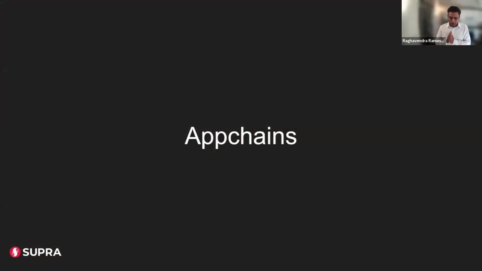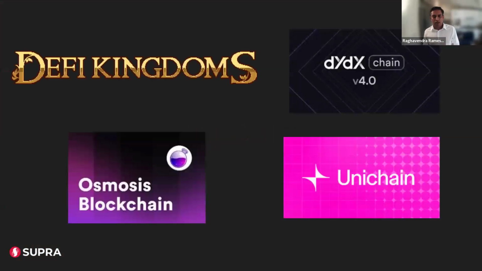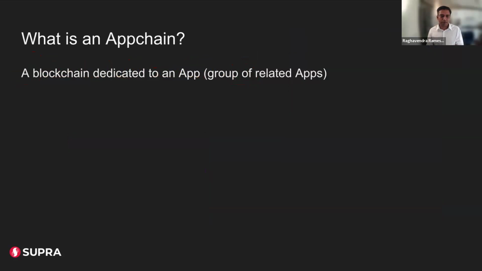Let me begin with app chains. These are some of the examples of app chains. DeFi Kingdoms, which is an Avalanche subnet, and then dYdX, which is another DeFi protocol hosted on a Cosmos zone. Osmosis, another DeFi protocol on a Cosmos zone. Unichain, we all know that it was recent where Uniswap branched out and decided to form its own app chain, which is a layer 2 solution on top of Ethereum. So these were some examples.